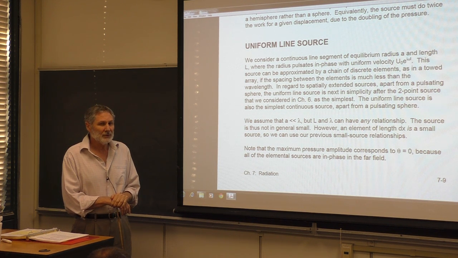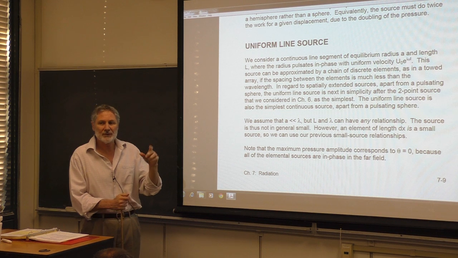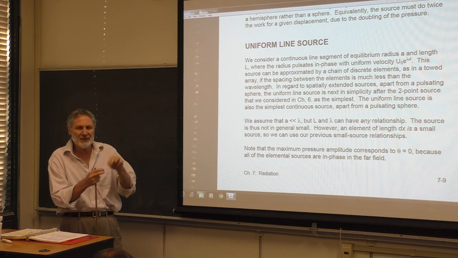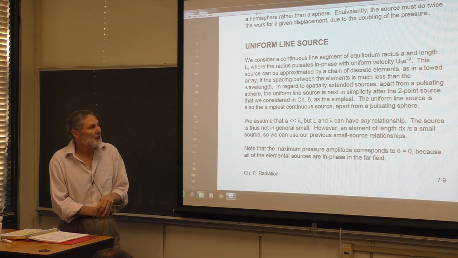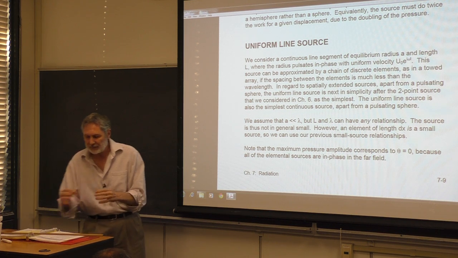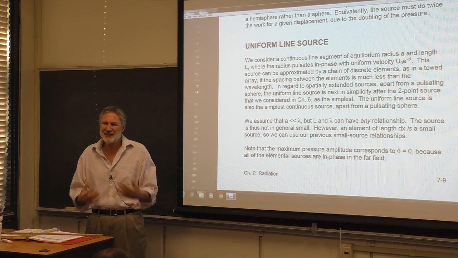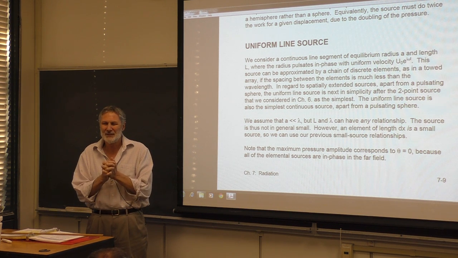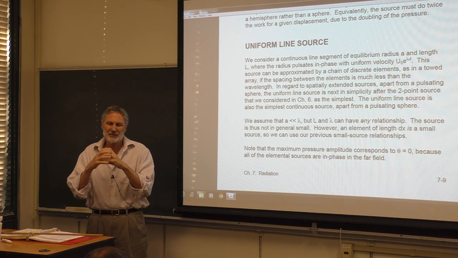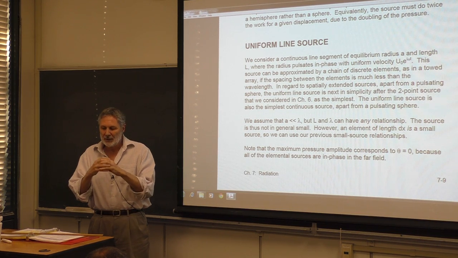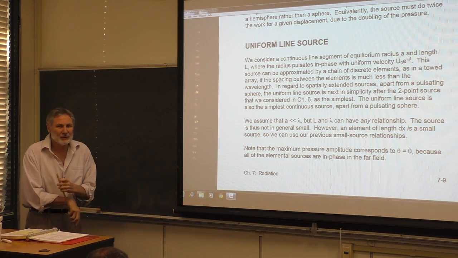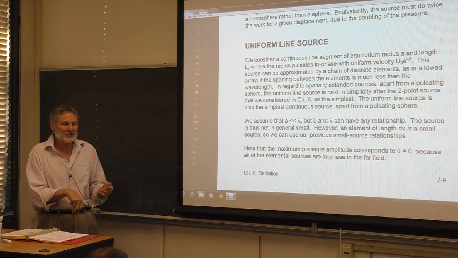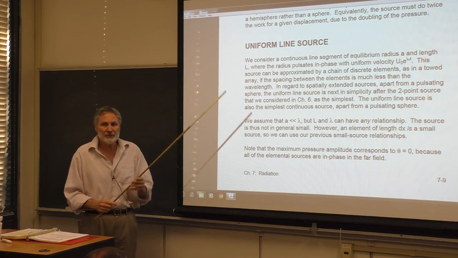Next, what we're going to do is, we talked about the 2-point source. That's the simplest spatially extended source. Well, I guess that's not true. I guess the pulsating sphere is the simplest spatially extended source. Next, in order of complexity here, is what we call a uniform line source.